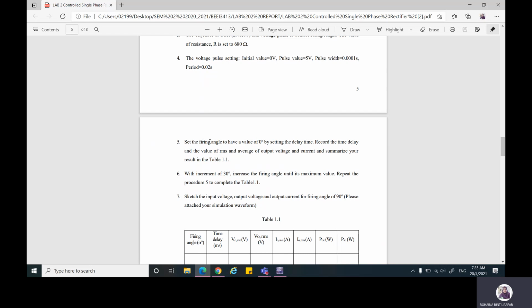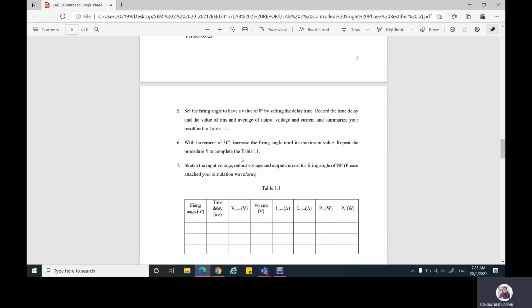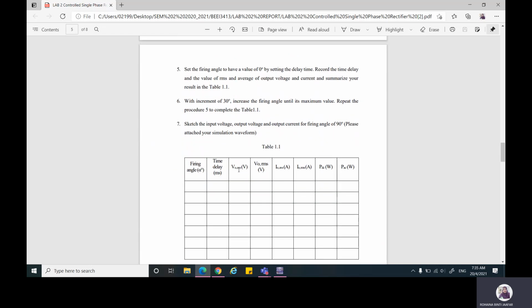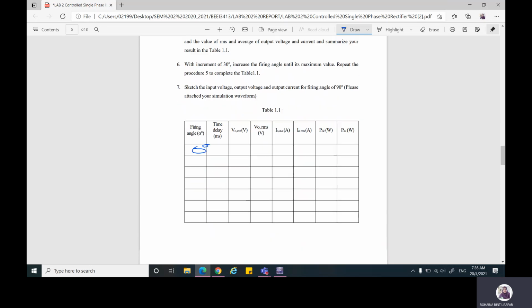Okay, so set the firing angle to have a value of 0 by setting the time delay. So record the time delay and the value of RMS and average of output voltage and current, and summarize your result in table 1.1. So this is your table 1.1. First, we have to set the firing angle to 0. So the firing angle first starts with 0, okay, 0 degree.